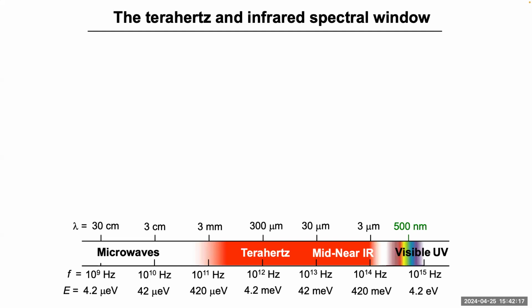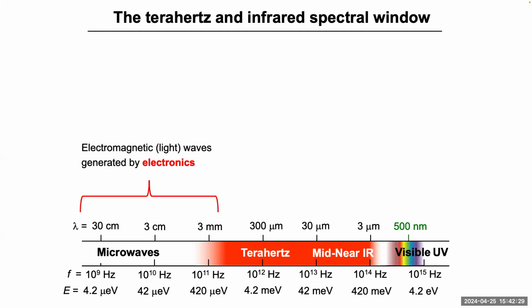So if you're more used to thinking about energy, you can think here, we're in the electron volts range for visible light. 1 terahertz is 4.2 millielectron volts. So kind of orient yourself on this scale.